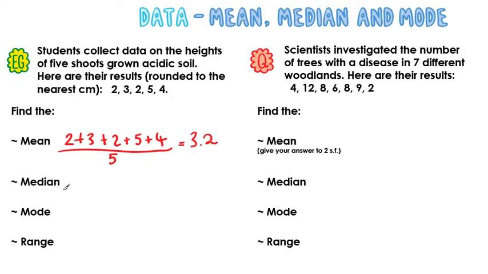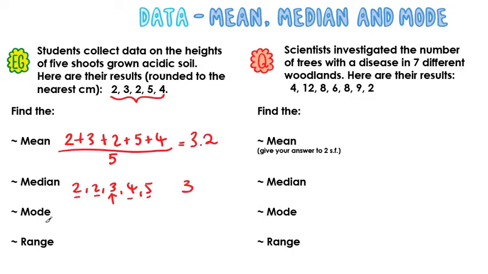Now we'll work out the median, which just means the middle value. So we need to take our 5 results and put them in order from smallest to largest. So it's 2, 2, 3, 4, 5. And then we just count our way into the middle. There's 2 on this side and 2 on this side. So our median is 3.